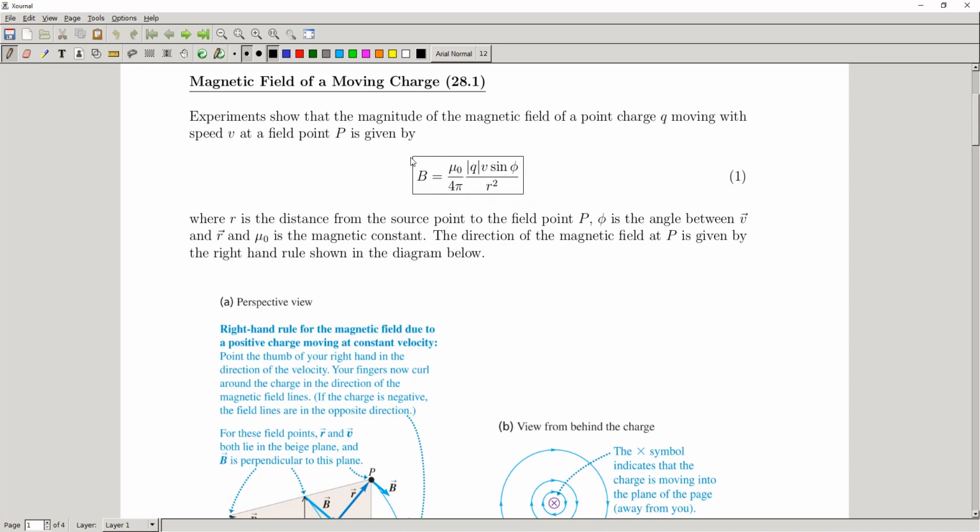This is the magnitude of the magnetic field at some field point P generated by a moving charge at a source point. We're going to see how these relate in the diagram below, but I'll say a few more things about the equation here. As I mentioned, R is the distance from the source point to our field point. Phi is the angle between our velocity v and the vector drawn from the source point to our field point. And this mu naught is a new constant, which we're going to call the magnetic constant.